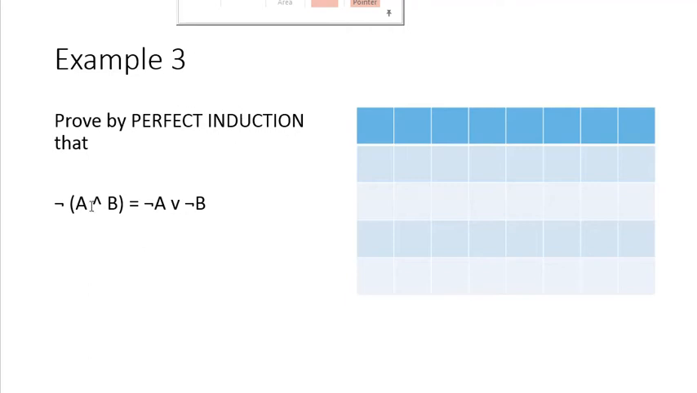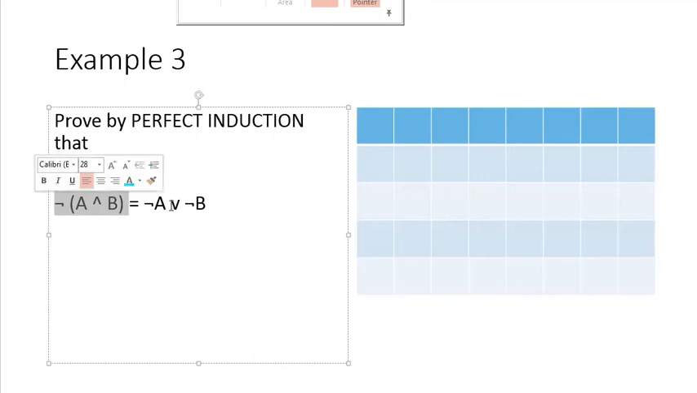So if we look at our expression, how many variables have we got? We have an A, we have a B, we have an A, we have a B. We also notice we have a left-hand side and we have a right-hand side. Okay, let's go ahead and do this.